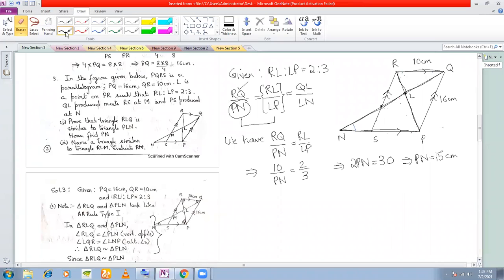In the next part of the question, it states, name a triangle similar to triangle RLM. Which is the triangle RLM? This is the triangle here. Which triangle is similar to this triangle? Can you just see the figure and say which triangle is similar to this triangle?